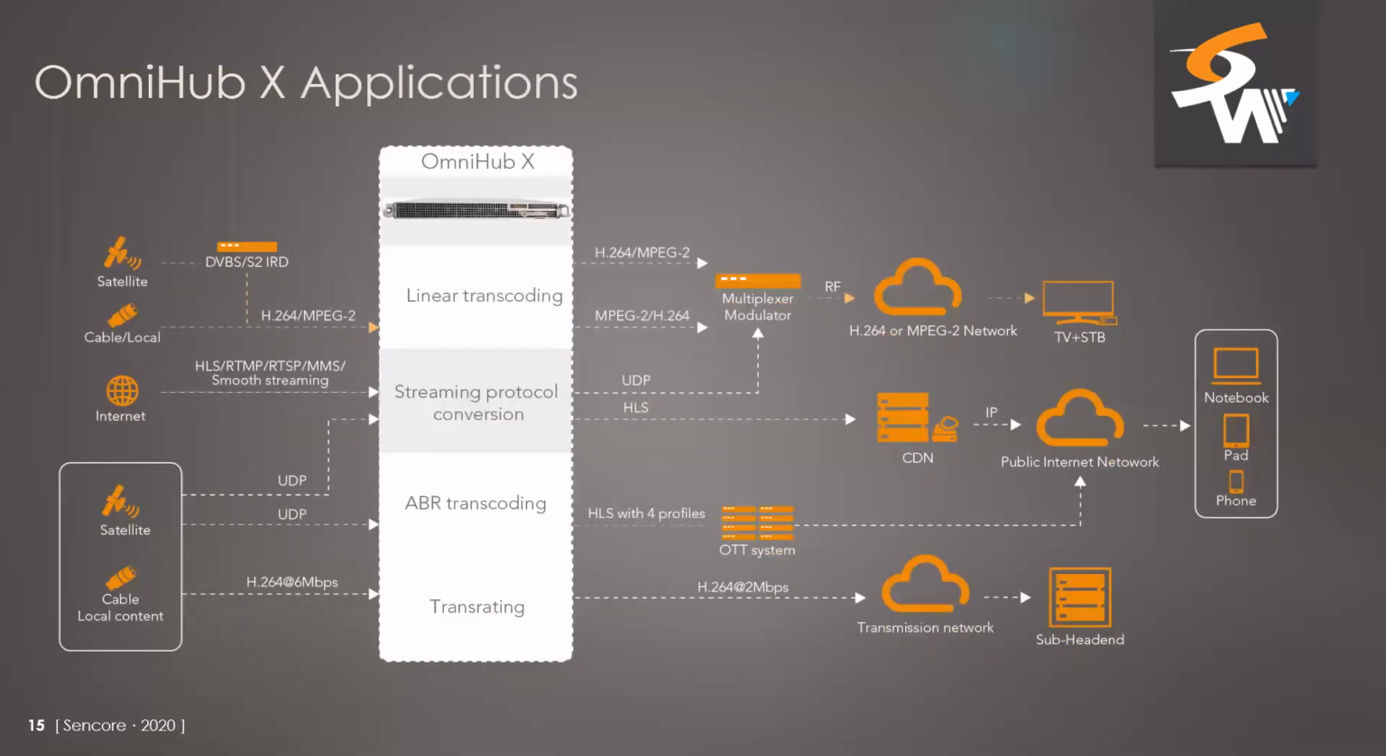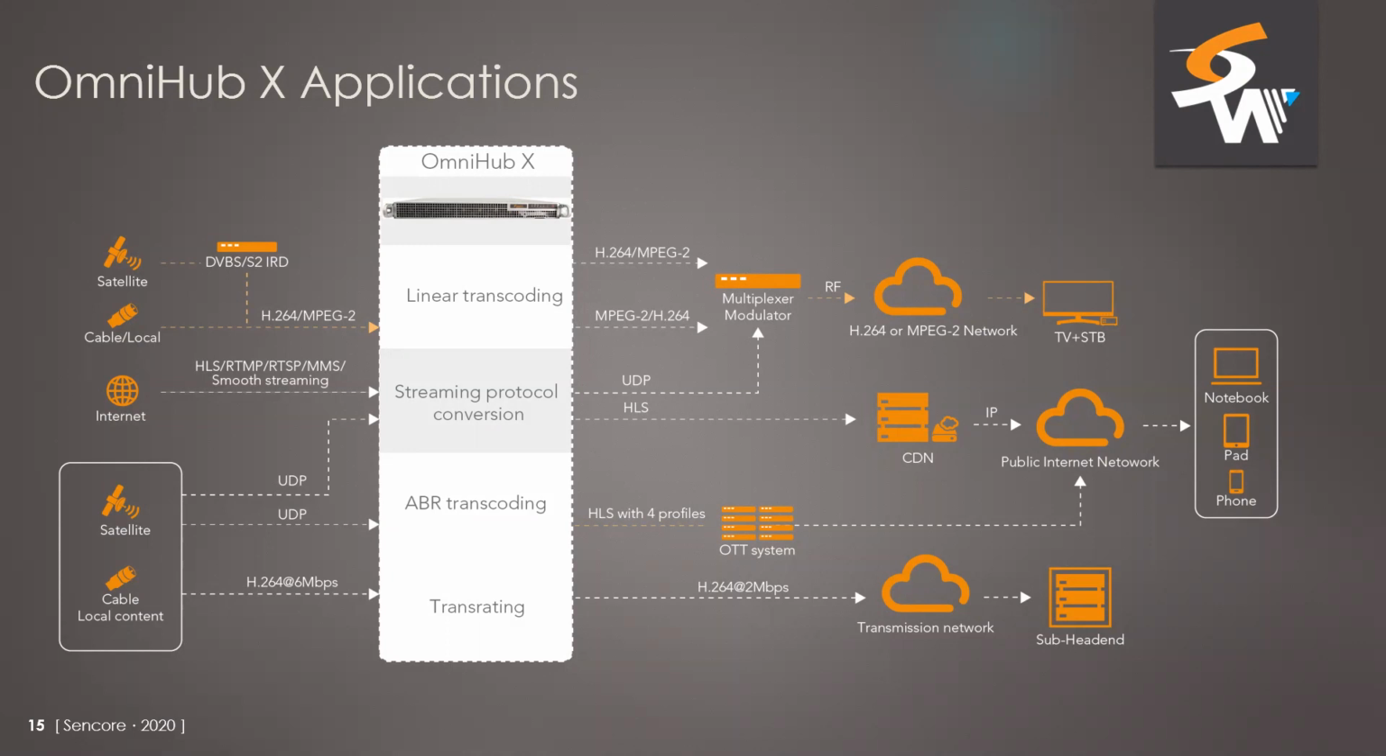If we think about applications for the X platform, there are always plenty of applications for transcoding. The most common one is linear transcoding, for example, content transcoding to support local legacy networks. We can transcode from HEVC to H.264 or MPEG-2, or from H.264 to MPEG-2. Those are the 2 most common applications.